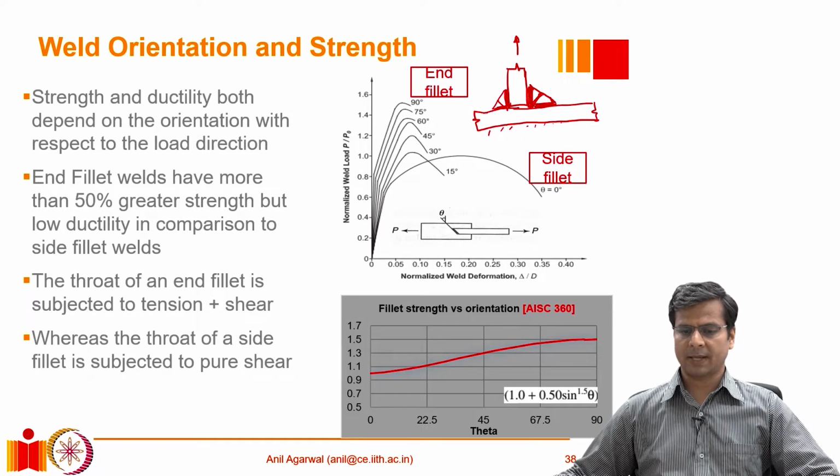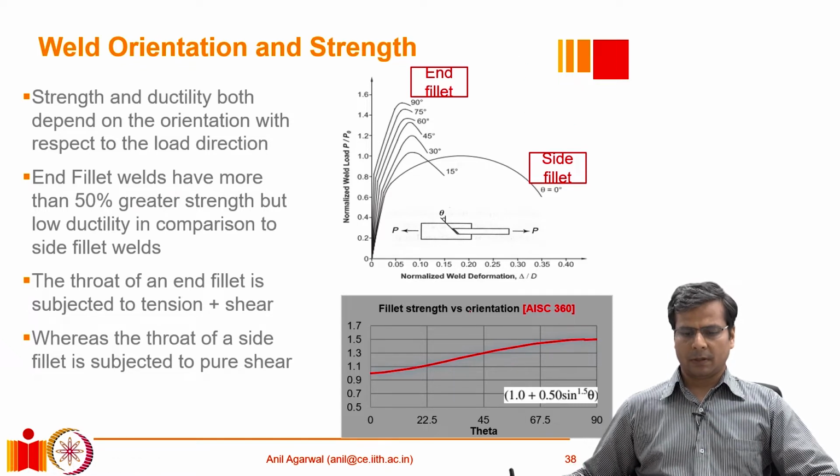As we saw, at this edge it was primarily shear, but at this edge it was primarily tension. And at this interface, it will be somewhere in between shear and tension. So basically shear force and normal force both exist at that interface, and their interplay controls the strength of this material. Several people conducted a lot of experiments to understand the behavior of fillet welds under various types of configurations.